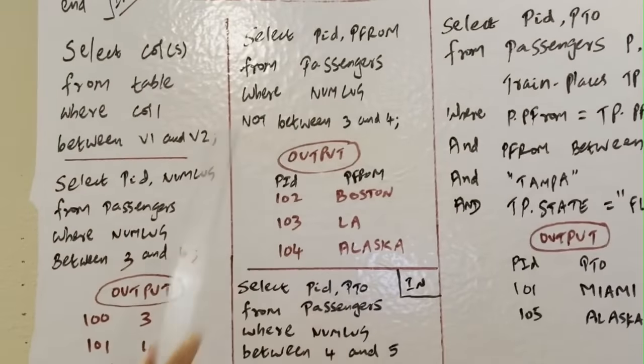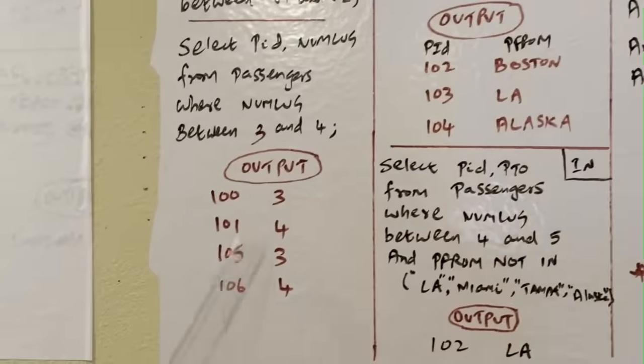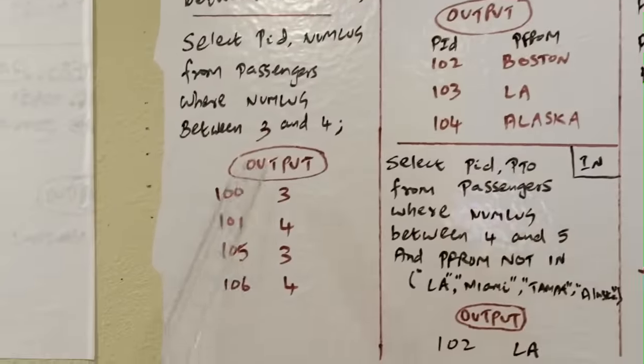The first query is here, 4 records between 3 and 4: 100, 101, 105, 106. I said 4, right? Output we want to print the number of luggage, so 3, 4, 3, 4. 4 records fetched. Let's go to the next query.